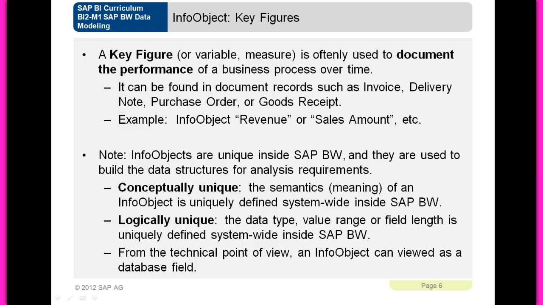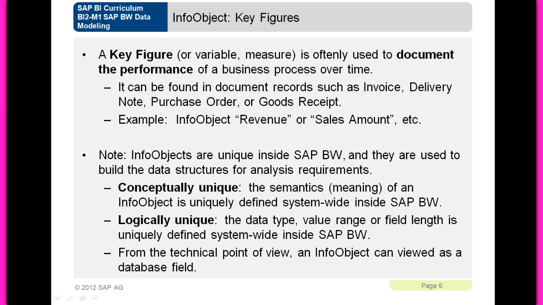So this is how we can look at an info object. An info object is a business object in which we store data, and there are two types. Characteristics are the descriptions of the business object, for example, if the info object is a customer, then characteristics would be customer number, customer name, customer address, customer email, and so on. And key figures are used for documenting the performance. It is usually a quantitative measure. Revenue, sales, profit would be key figures.